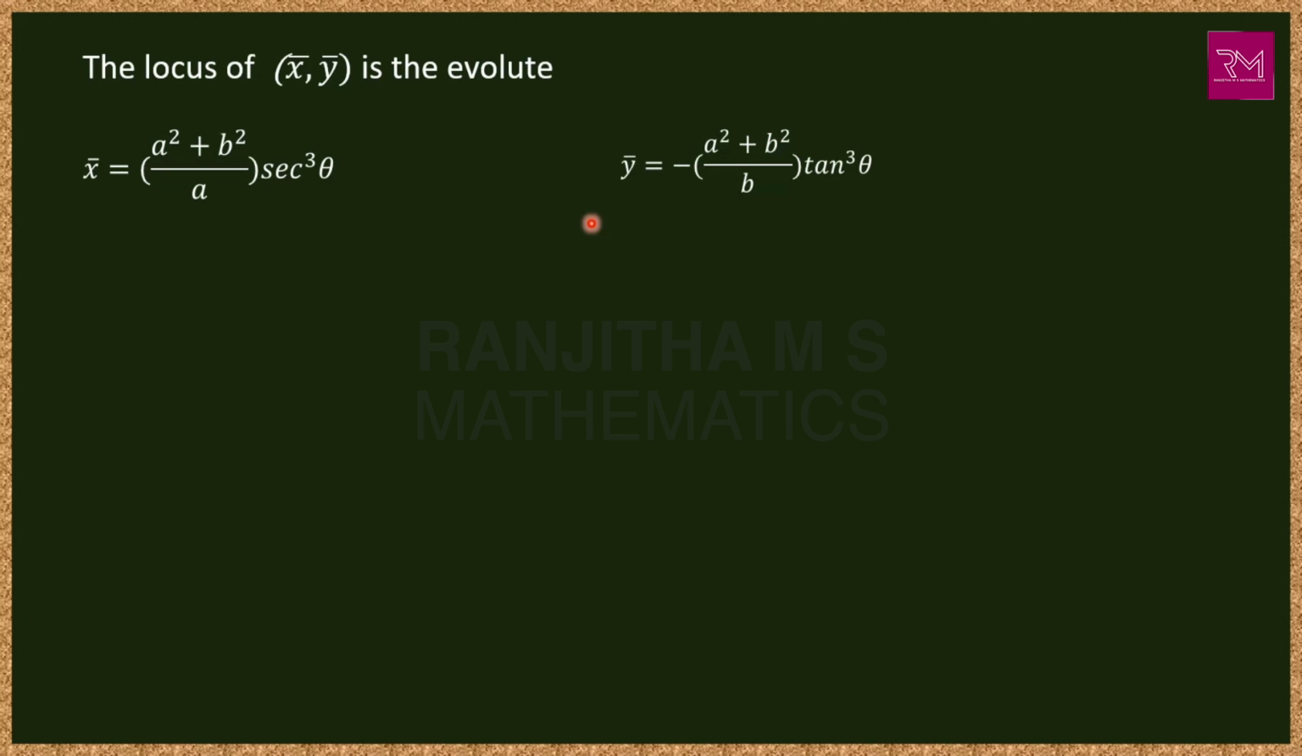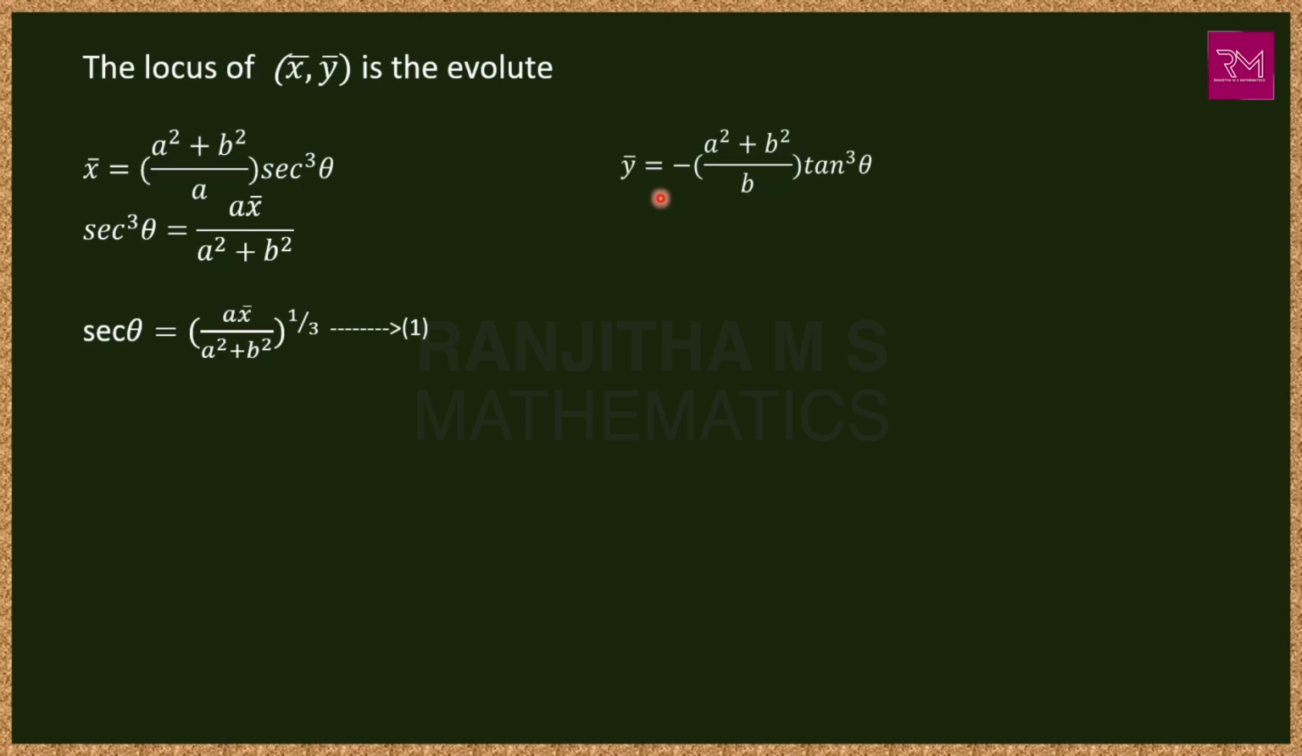In x bar and y bar we removed the x and y terms, but in the problem they have asked to show that the evolute of the curve is given by (a x bar) whole power 2 by 3 minus (b y bar) whole power 2 by 3, which is equal to (a square plus b square) whole power 2 by 3. To show the equation, we have to simplify further. As x bar is (a square plus b square) by a into secant cube theta, we get secant cube theta as a x bar divided by a square plus b square, and secant theta, if we take the cube to the right hand side, becomes whole power 1 by 3. Hence secant theta is (a x bar divided by a square plus b square) whole power 1 by 3. Call this equation 1.